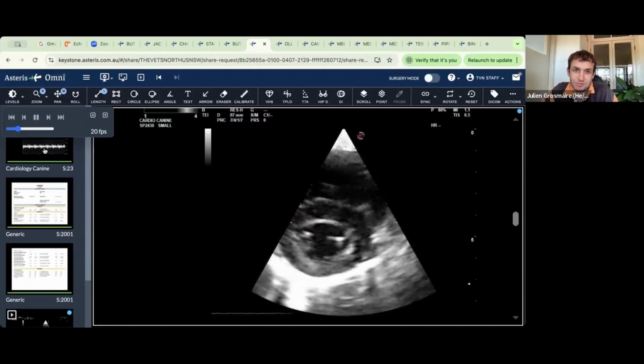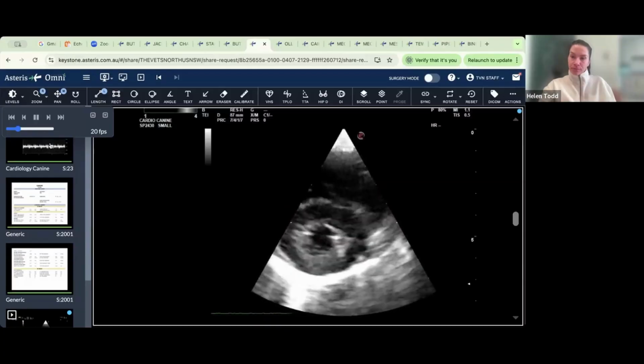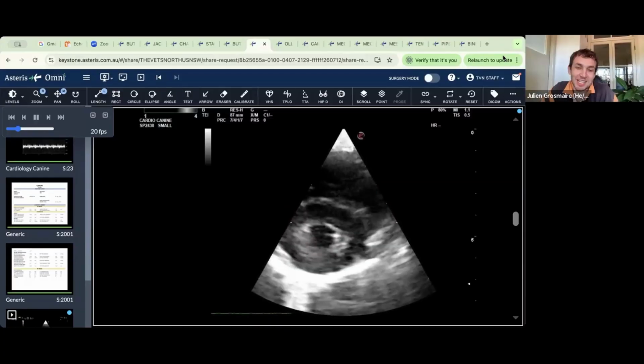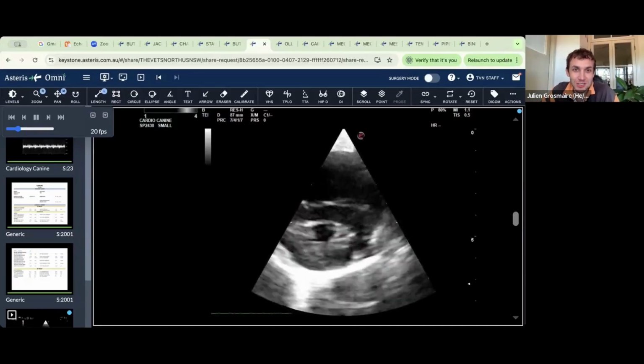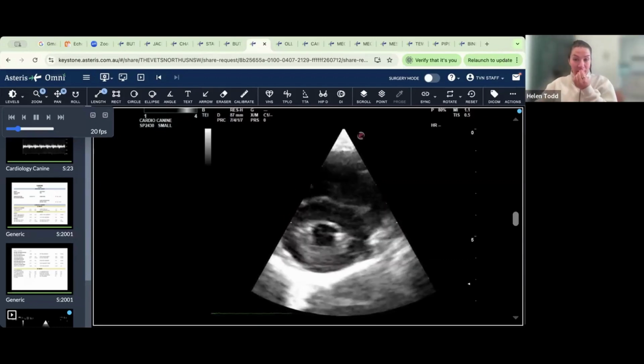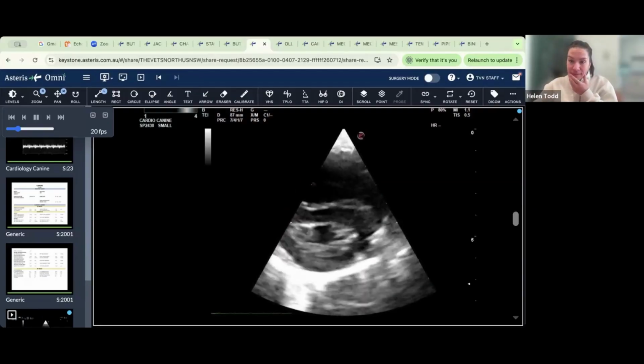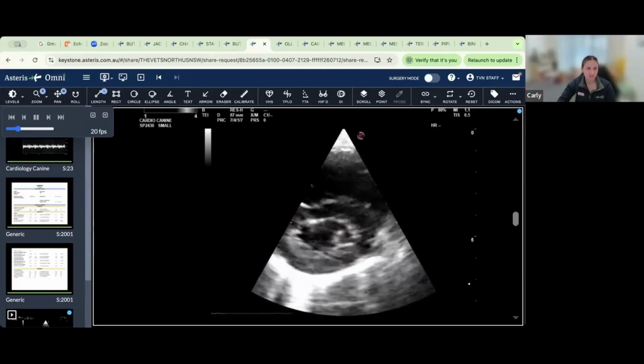Go on, Julia. I was going to say something stupid, but I was going to say, trying to find things there, is it just not filling as well as the other one, or is it just a smaller heart? Love it. Go for it, Kai. Is the intraventricular wall being squashed?